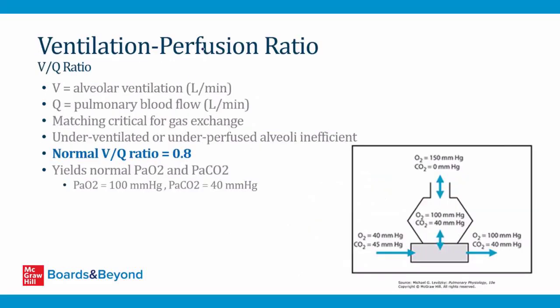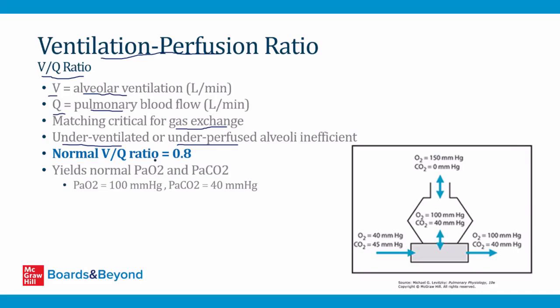So now that we understand that, we can talk about a very important concept in pulmonary physiology, and that is the ventilation-perfusion ratio, also called the VQ ratio. It gets this name VQ ratio because V stands for alveolar ventilation and Q stands for pulmonary blood flow. And in the lung, you want ventilation and perfusion matched for ideal gas exchange. If you have too low of a V relative to Q, in other words, an underventilated area of the lung, or if your Q is too low relative to the V, you have an underperfused area of the lung, this is inefficient for gas exchange.